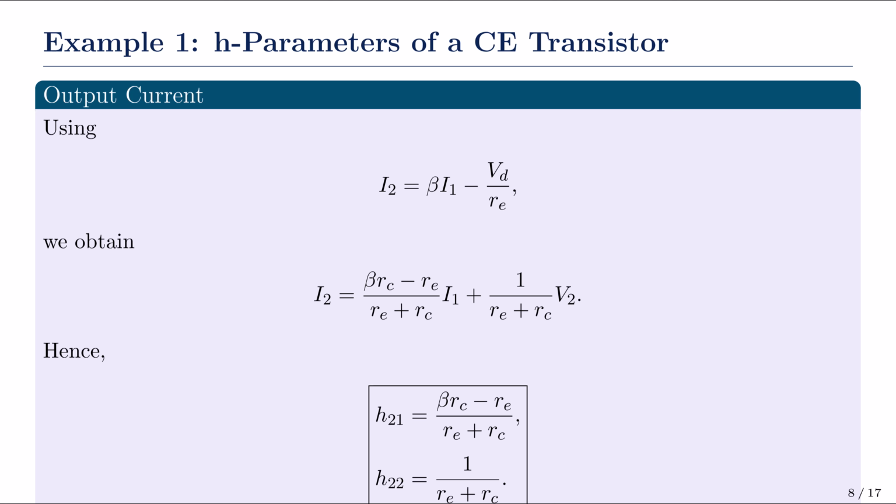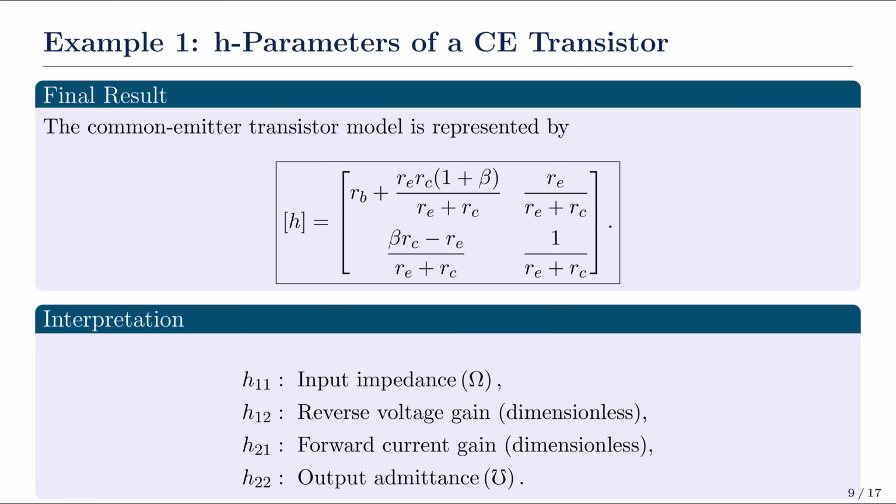Using the transistor model, I2 is expressed in terms of the transistor current contribution and the current through the emitter resistance. Substituting the previously derived expression for Vd gives I2 as a linear combination of I1 and V2. Comparing this result with the second H parameter equation allows us to identify H21, the forward current gain, and H22, the output admittance. Combining the results obtained for the input voltage and output current gives the complete hybrid matrix of the common emitter transistor model.